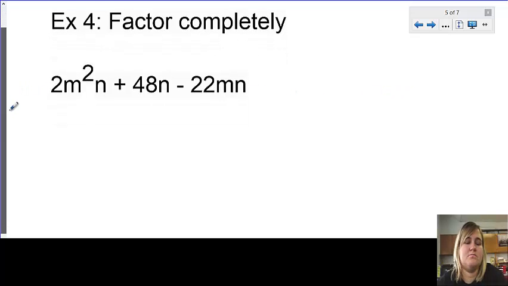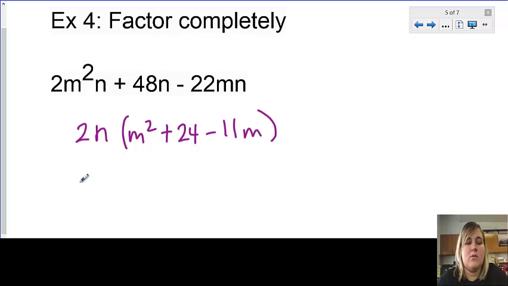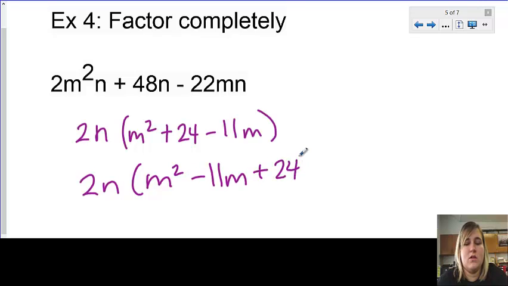On this one, I can factor a 2 out of each of these. So I factor out a 2. I have m. I don't have an m on that one, so the m's won't come out. N, so I can factor out an n. When I do that, I'm left with m squared plus, if I divide 48 by 2, I get 24. The n came out, minus 22 divided by 2 is 11. I have an n that came out. This m is here. Now I'm going to reorder these. So I have m squared minus 11m plus 24.